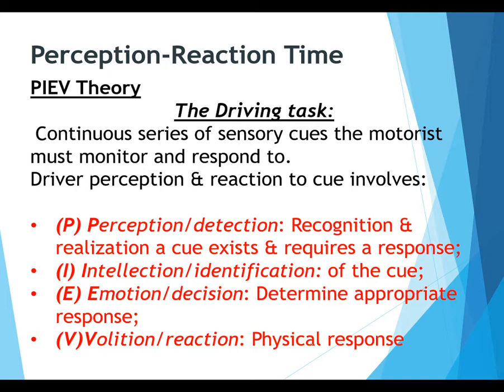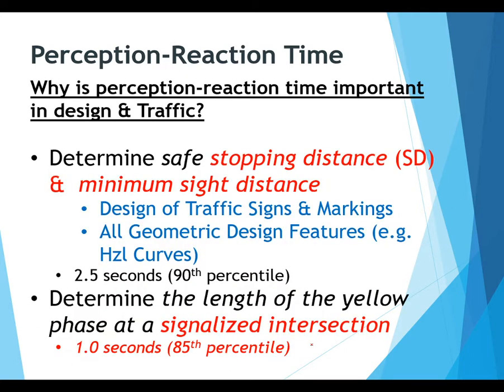So these are the four parts that go into your mind: P, perception, I, intellection or identification, E, emotion, V, volition or reaction. And these four get into the number that we use in our design. We use it in transportation and highway class, and we're going to use this a bit more in our design of traffic signals. That's why I'm repeating this.